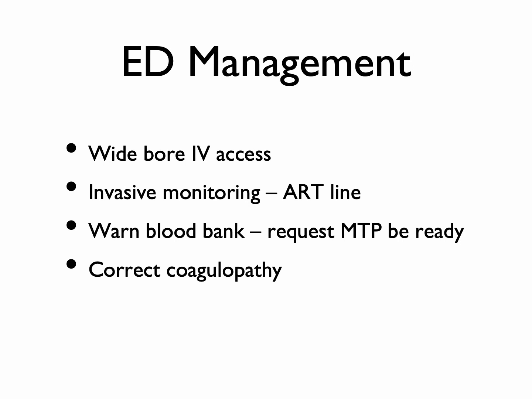So we want to get wide bore IV access in these patients. We want to do invasive monitoring, so we want to insert an art line. We may need to warn the blood bank early and request the massive transfusion pack to be ready. Certainly if they've got a type A aortic dissection or even a type B, we want to correct any coagulopathy, because they're going to bleed more, and they may make the dissection worse if they're coagulopathic.